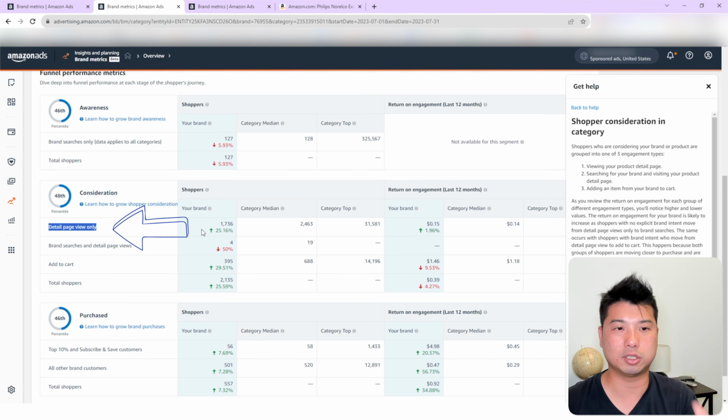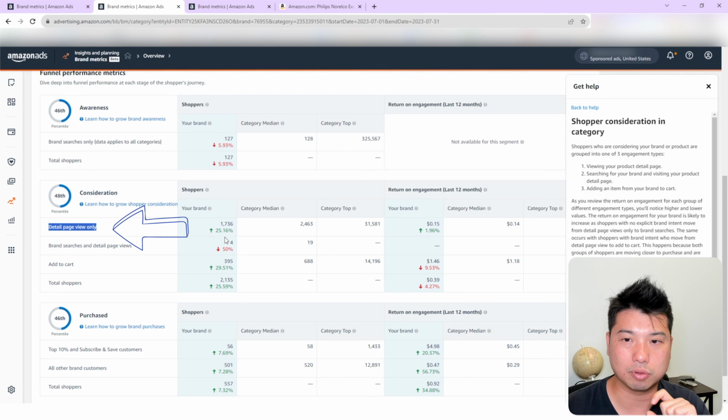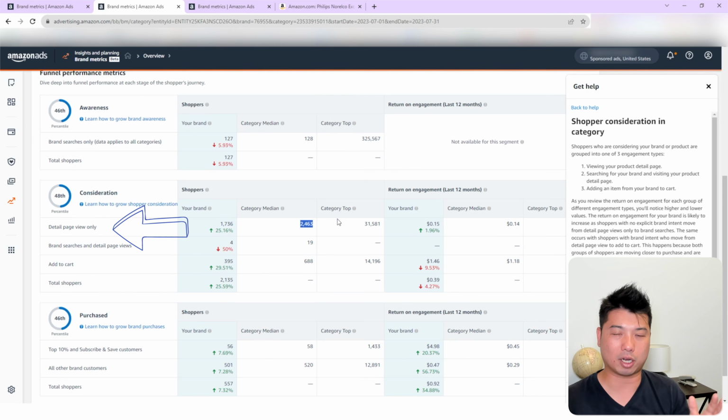So, people that would consider your product despite your brand, you want to increase this number. That's how you actually increase them. So increasing this number is actually quite good. And you can see, for us, compare this to a brand median, right? It's actually lower than the category median. And let's not even get into the category top.